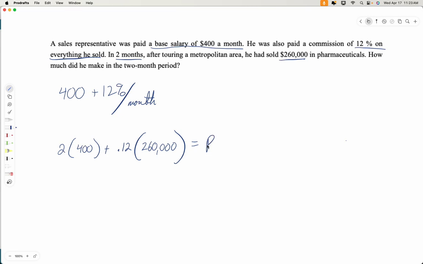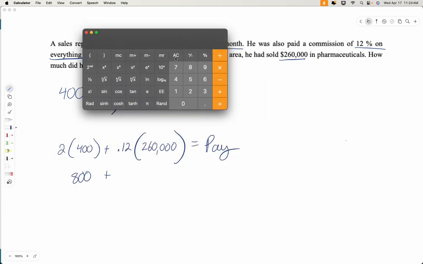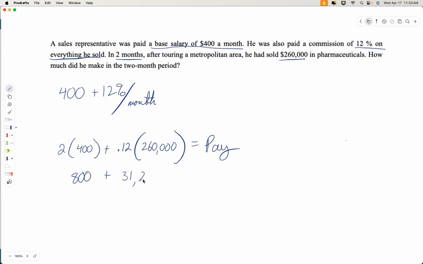So that's going to equal his pay. So 2 times 400 is 800. And then let's multiply 0.12 times 260,000. That's 31,200. So 31,200 plus 800 is $32,000. That's how much he made.